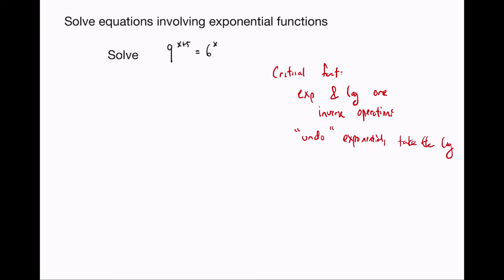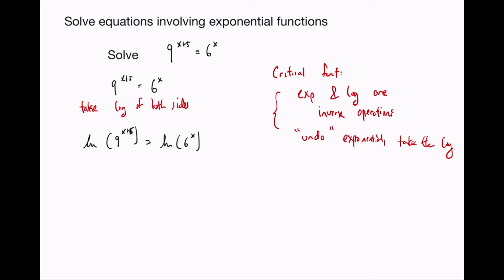So, what we're going to do when we're posed with 9 to the x plus 5 equals 6 to the x, I see that I have an x in the exponent of this equation. And so what I'm going to do is take log of both sides. Let's go ahead and do that. And I'll have the natural log of 9 to the x plus 5 equals the natural log of 6 to the x.